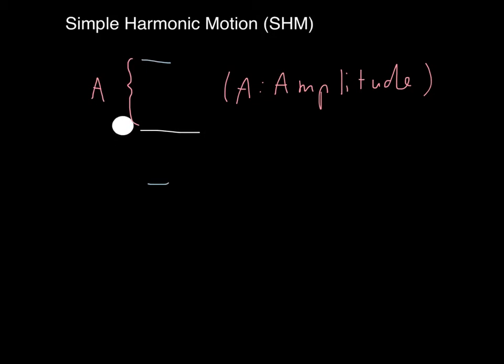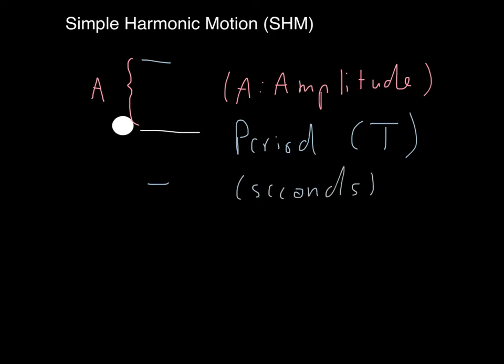So let's write that down. We have the period that we call T, big T, because small t is time. And the period is, of course, measured in seconds, because it's a time, right? It's the time that it takes for this thing to go back and forth.